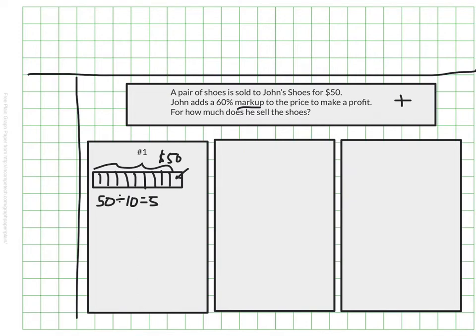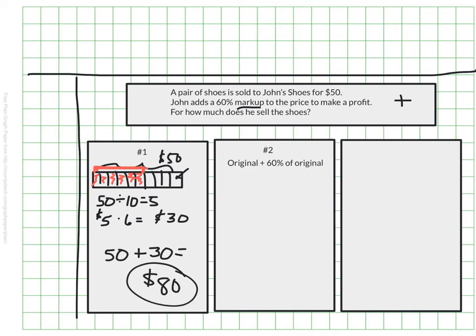But I want 60%, right? So that means each one of these is 10%. That's 10, 20, 30, 40, 50, 60. This much here is 60%. Each one of these is $5. So that means John's percent increase will be equivalent to $30. Each one of these is 10%, and each one of them is $5, times 6 to make 60% means it's a $30 markup. So that was step 1. But he doesn't sell the shoe for $30. It was $50, and then he added on $30. He is selling these shoes now for $80.